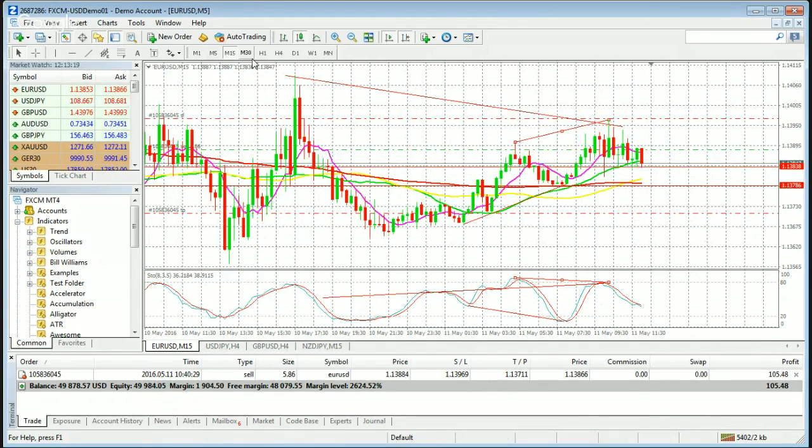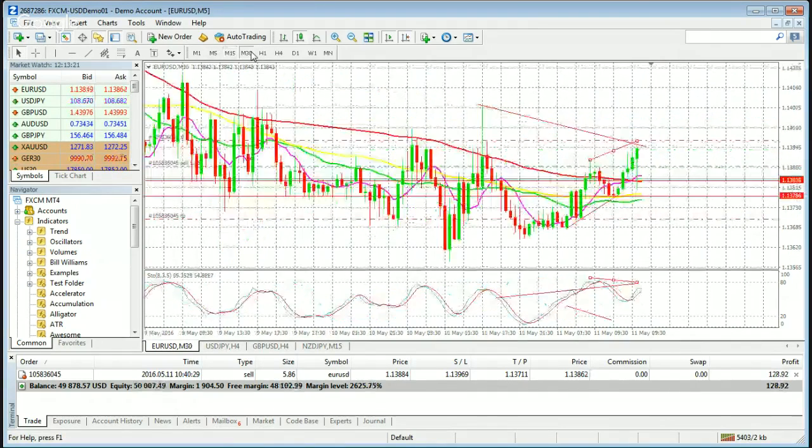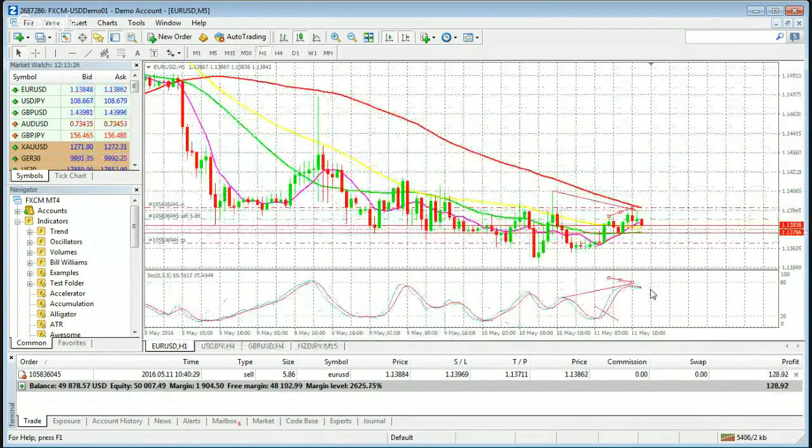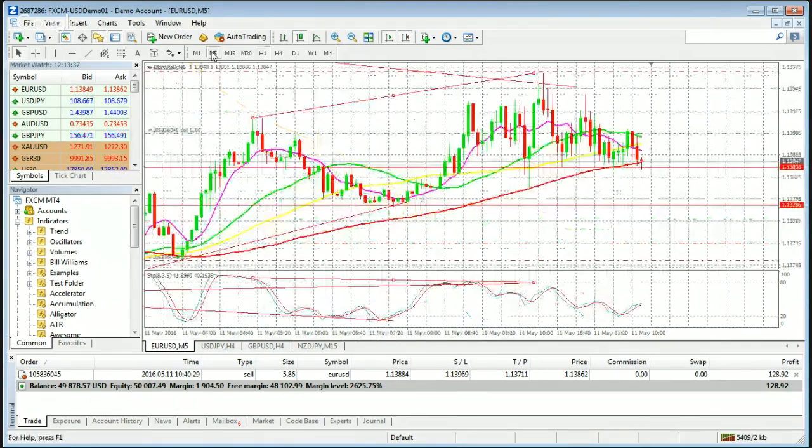So 3 MA system is not in play at all yet. 30-minute shows like it's wanting to go down. 1 hour is showing the same thing. So we could definitely be seeing the direction we're wanting to go. Like I said, the big thing here now is waiting and letting this do what it needs to in order to get where it has to.